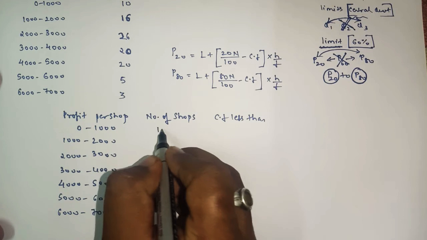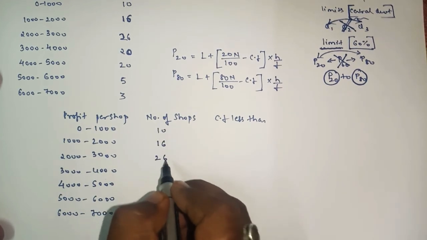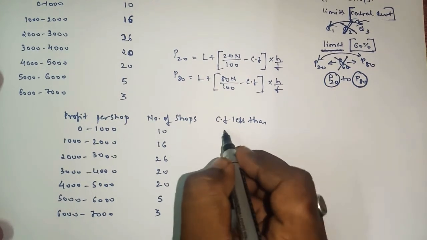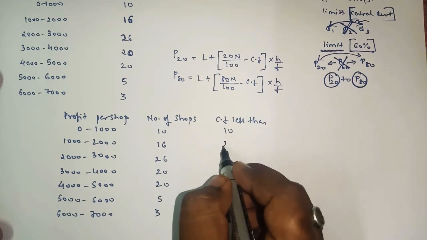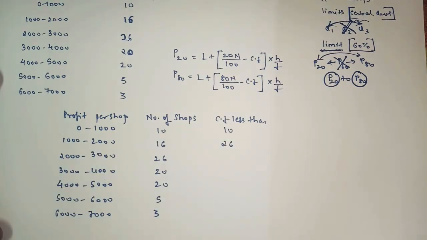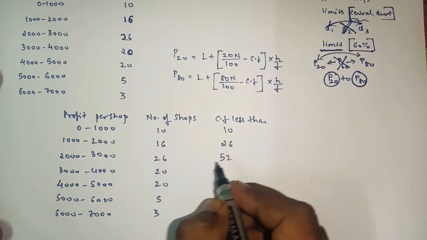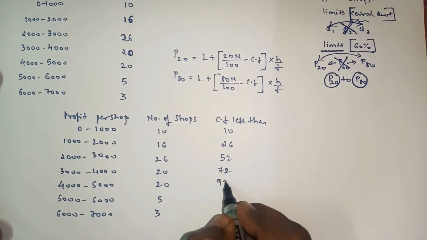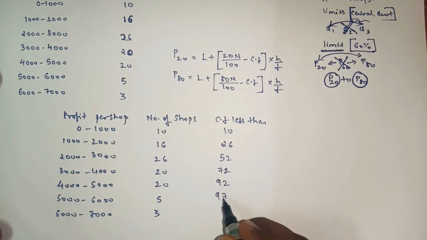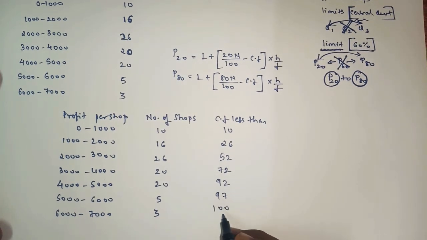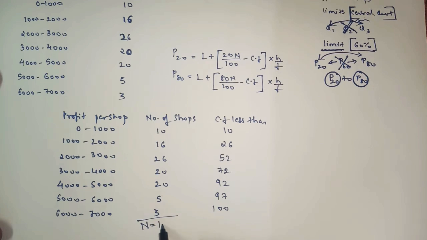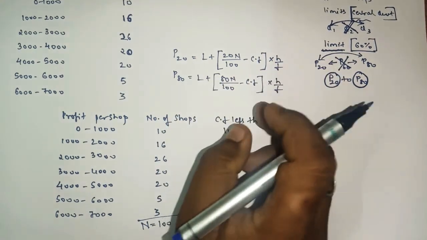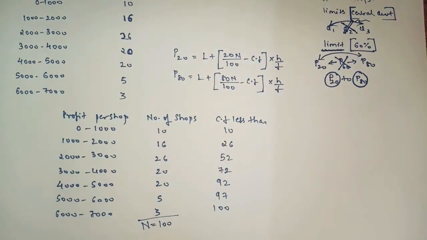So the number of shops here we have 10, 16, 26, 20, 25 and 3. So the first number will be the same, 10 plus 16, 26. I hope you all know how to find the cumulative frequency. 26 plus 26, 52, 52 plus 20, 72, 72 plus 20, 92, 92 plus 5, 97, 97 plus 3, 100. If here we are getting 100, then of course the value of N has to be 100 only. Okay, after that, in short we have to find P20 and P80 for this problem.